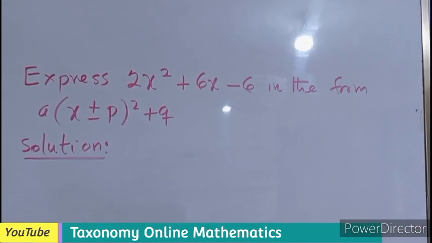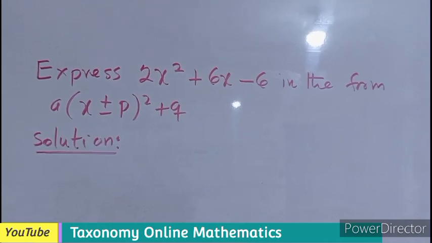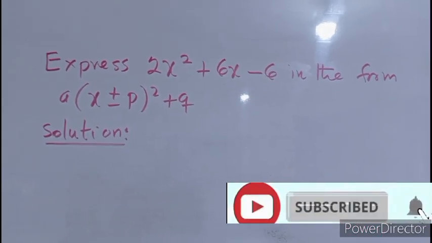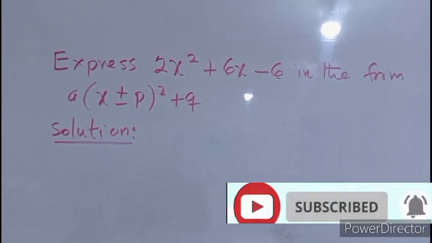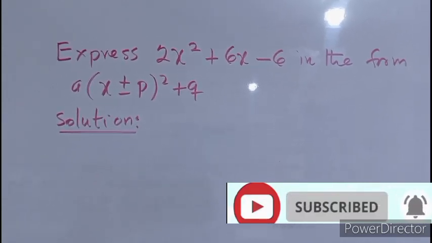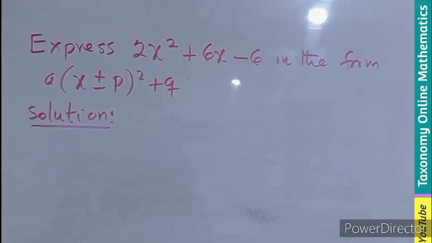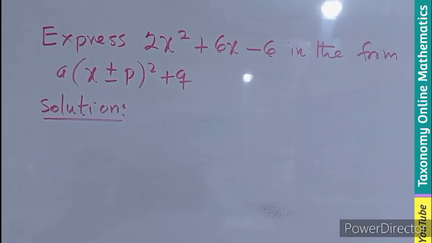We have to express 2x squared plus 6x minus 6 in the form a(x plus or minus p) all squared plus q. This is a simple quadratic expression, so we need to use the completing the square formula.